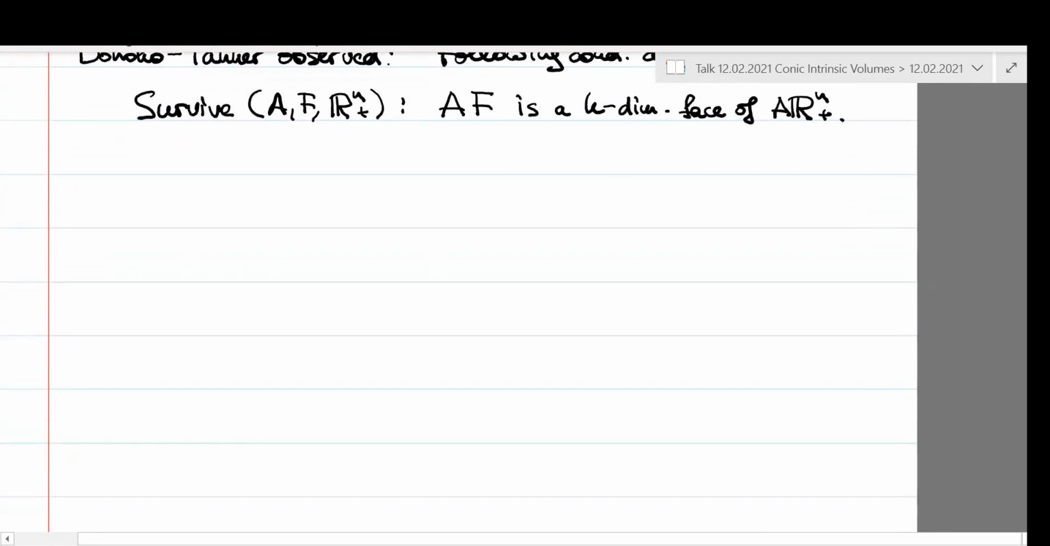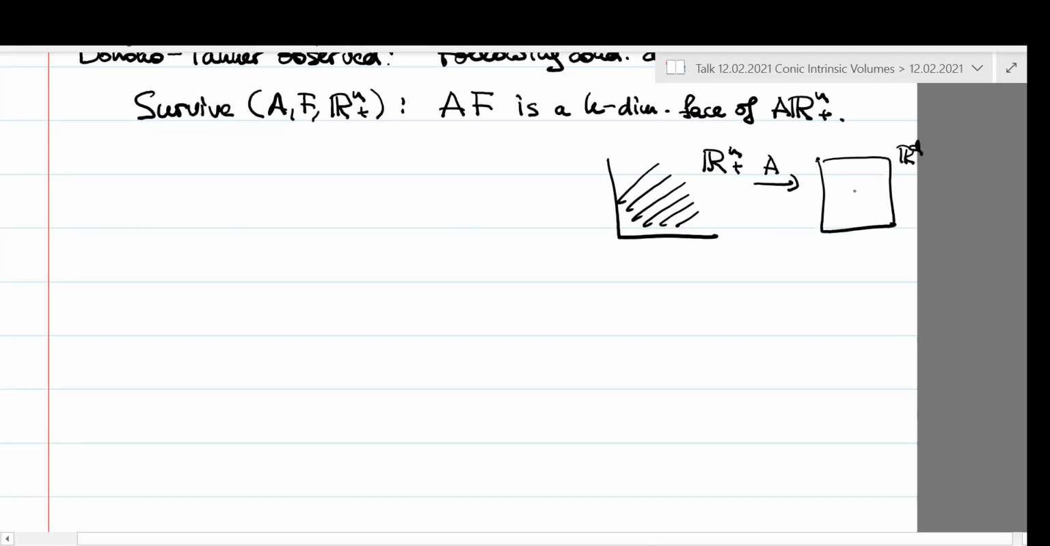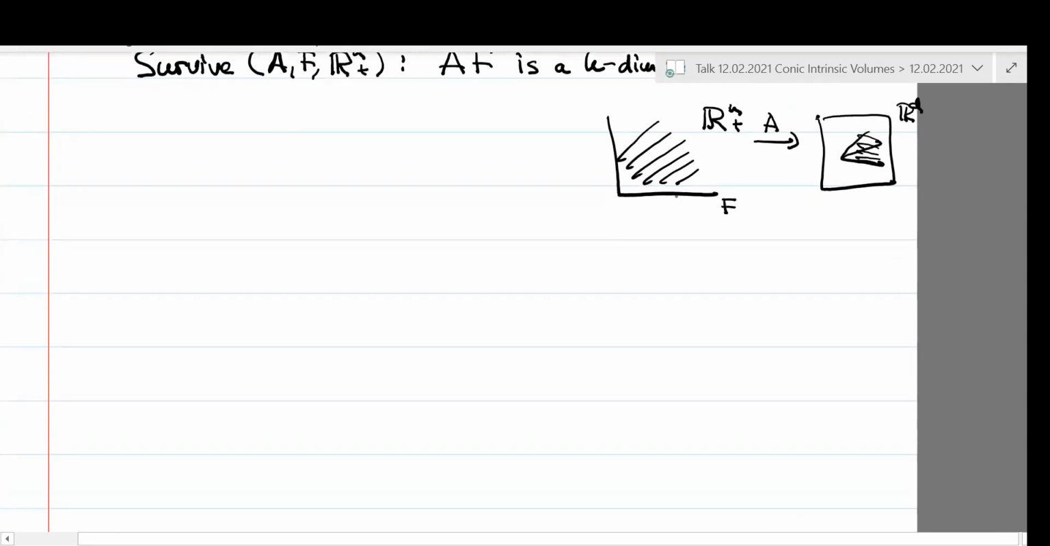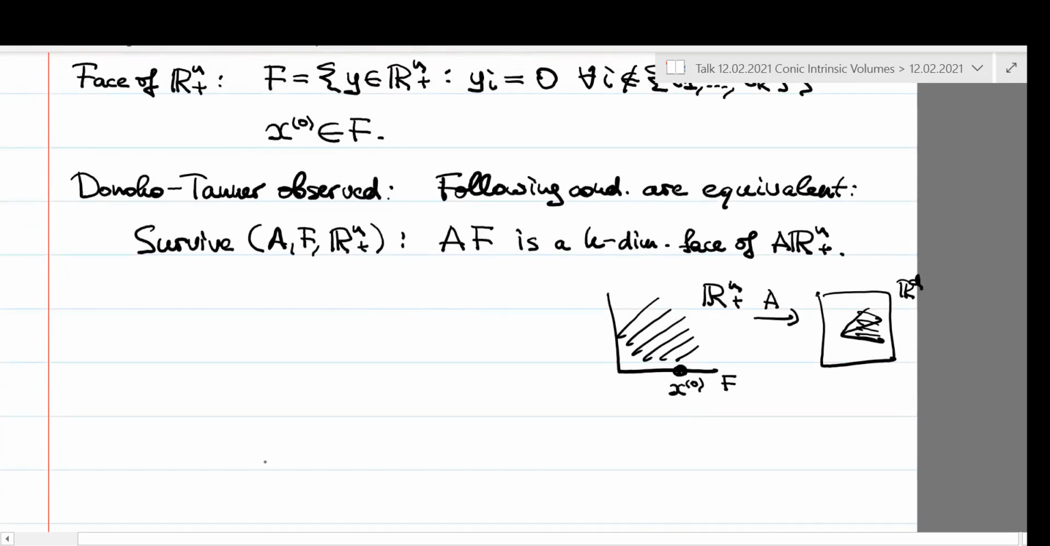So we have the following picture. We have the positive orthant Rn plus. We map it by a matrix A to the d-dimensional space where the image is some cone. And now here we have a face in which x0 is located. And the first condition says that the image of this F is again a face of the image of the orthant. Because in general, it could be that this face is mapped to some interior of the image or something like this, so that it is not a face anymore. So the first condition says it is again a face.